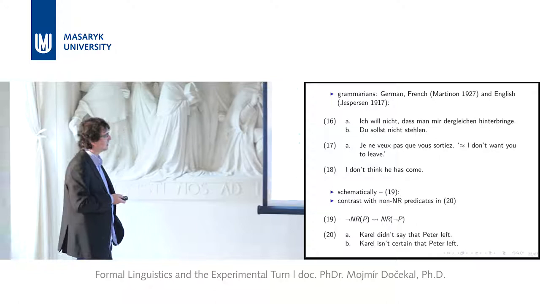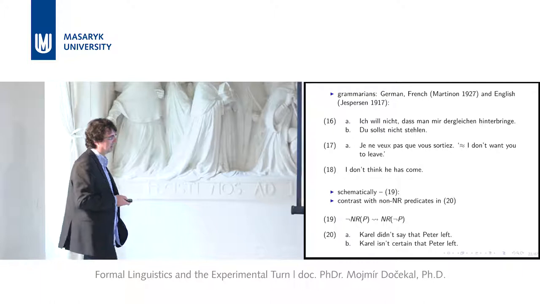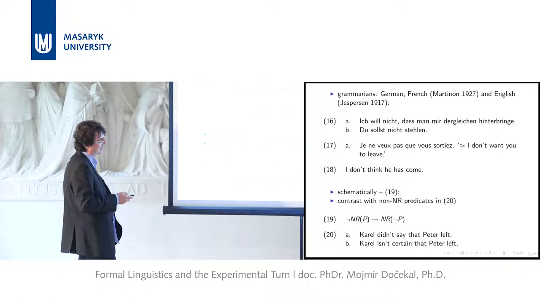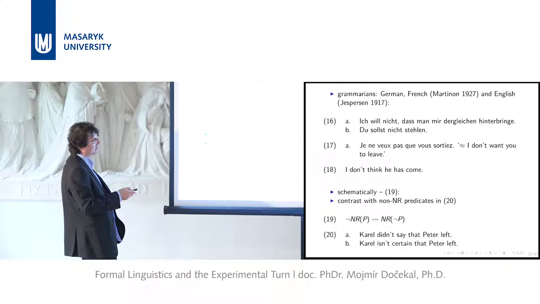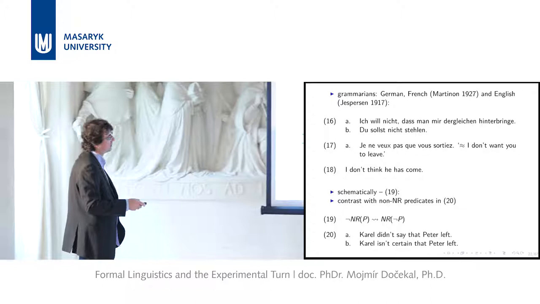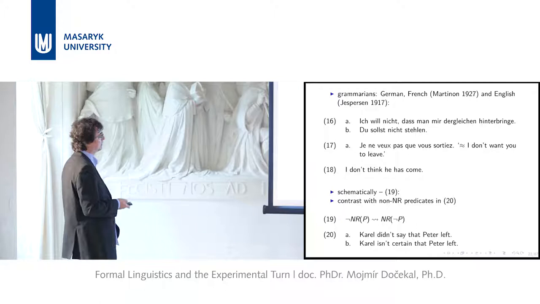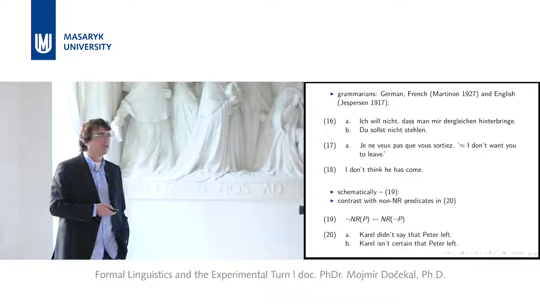So schematically, what happens with negrazing in terms of semantics is that you have negation on some embedding predicate, let's call it negrazing predicate, then you have some predicate embedded in this. So think is this predicate, but you interpret it sine qua non as the negation targeting and scoping over the embedded predicate. So if somebody says, I don't think he has come, what they in most contexts mean is that he thinks that he hasn't come.